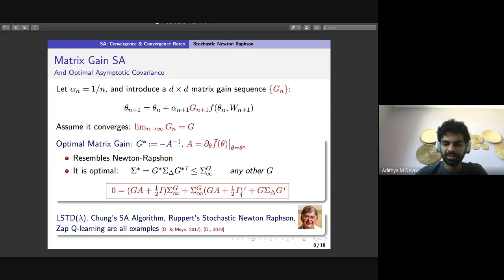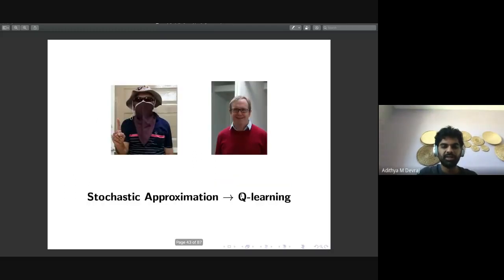Now I'm done with the stochastic approximation theory. Next we'll be applying the stochastic approximation theory to Q-learning. The picture on the left is of Vivek Borkar, who has done a lot of research in stochastic approximation, and here is trying to pretend to be a bandit. On the right is Christopher Watkins, who basically invented the Q-learning algorithm.